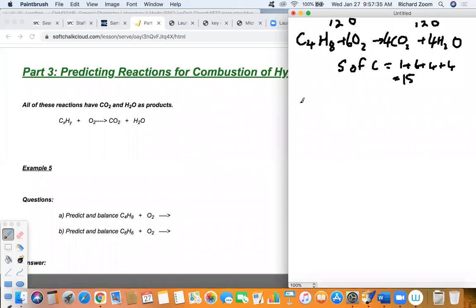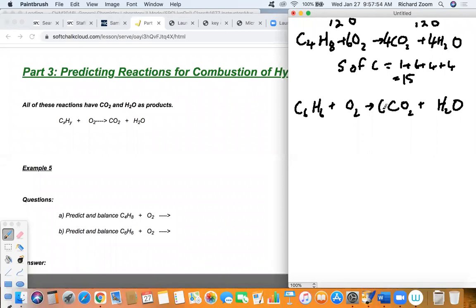All right, let's look at the other one, C6H6 plus O2. And again, it'll be CO2 and H2O. This is not something you have to memorize, by the way. In the test, I actually tell you what the products are.